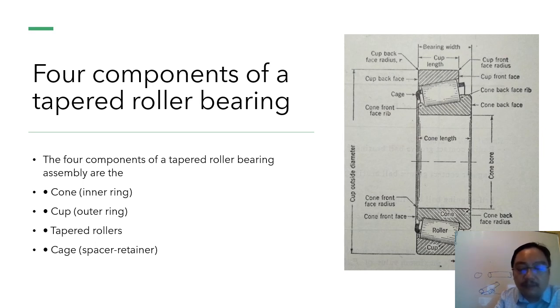So you have the four. You can see the nomenclature here. Okay, they have the cone, they have the cup. Cone, which is the inner ring. Cup is the outer ring. Okay, where is the cone? The cone here, inner ring. The cup here, an outer ring.